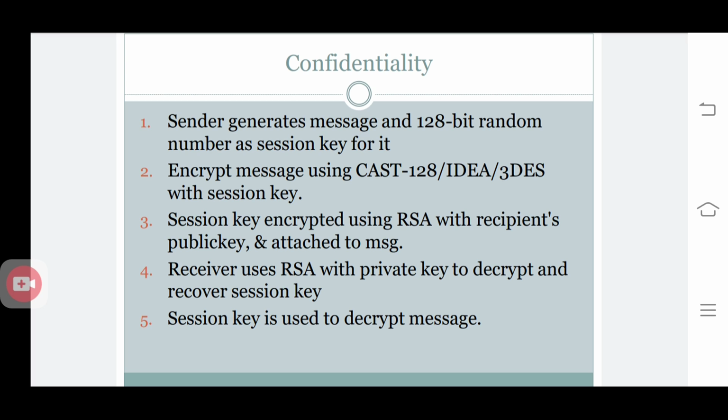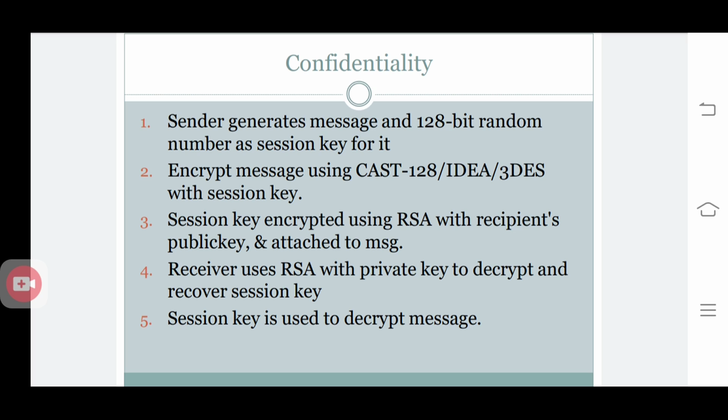Then the message is encrypted using the session key, with CAST-128, IDEA, or 3DES. You can choose any of these three algorithms. One is CAST-128, a cryptographic algorithm; IDEA and 3DES are the others. You can choose any one. Encrypt the message using any one of these cryptographic algorithms with that session key.